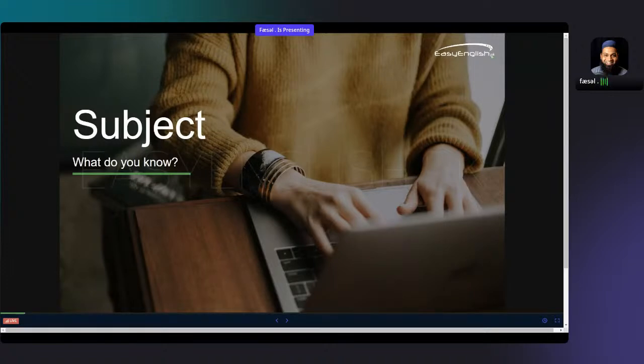So what do you think? Nobody's telling me. You can tell me in the chat, use the chat tab. It doesn't matter if you make a mistake. Everybody makes mistakes and that's why you're here to learn. So if you make a mistake, that's not a problem. Okay, I want you to tell me what a subject is, yes please.